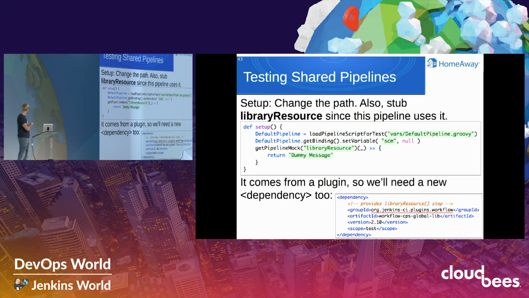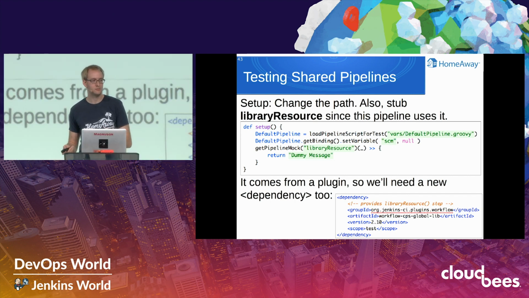And now, well, that library resource step also comes from a plugin. It comes from the Pipeline Shared Libraries plugin. So we have to add a new dependency block in order for that to be mocked. And that's good. Our POM now communicates to anybody looking at it, hey, in order for this code to work, you've got to have this plugin installed. Kind of silly for that maybe to be in a shared library, because you're not going to be using a shared library without having that plugin installed, but rigor.